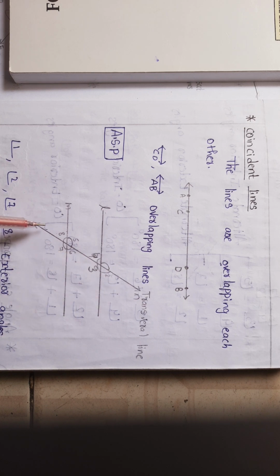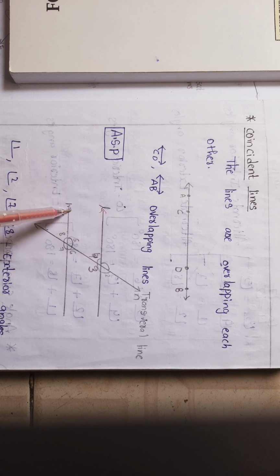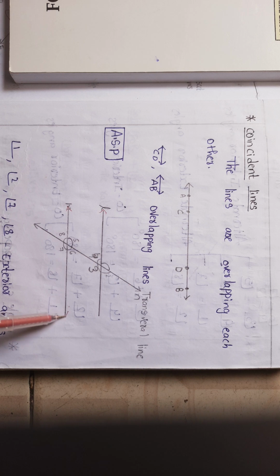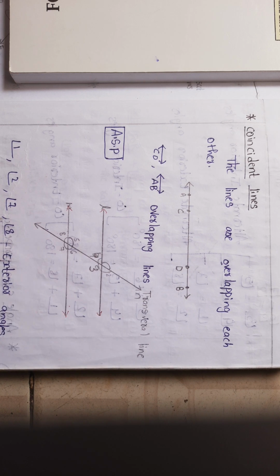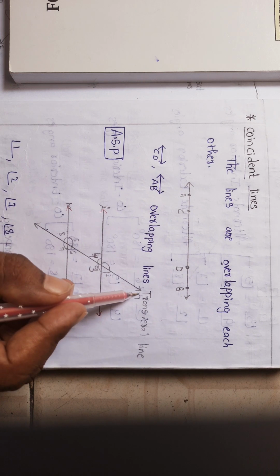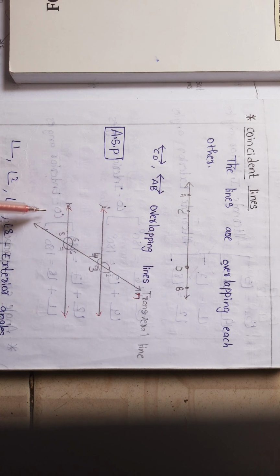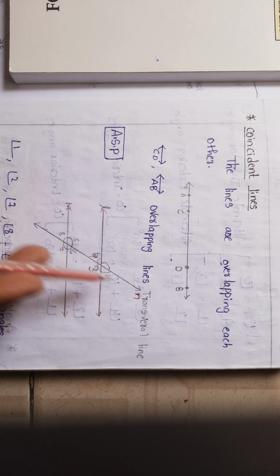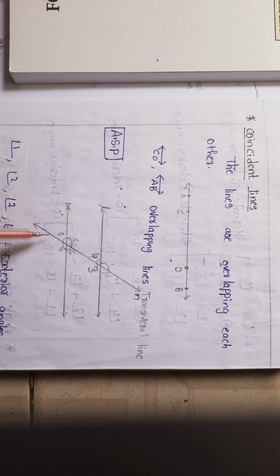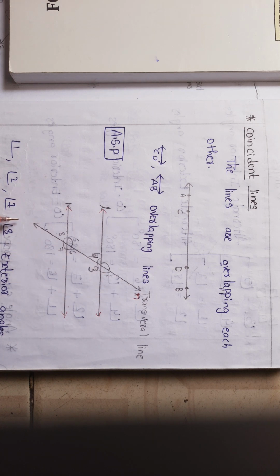Another line, say L and M, are parallel lines. These two lines are intersected by another line, say N. L and M are parallel to each other, and line N is crossing at two different points. This is called a transversal line. What is this? Transversal line.